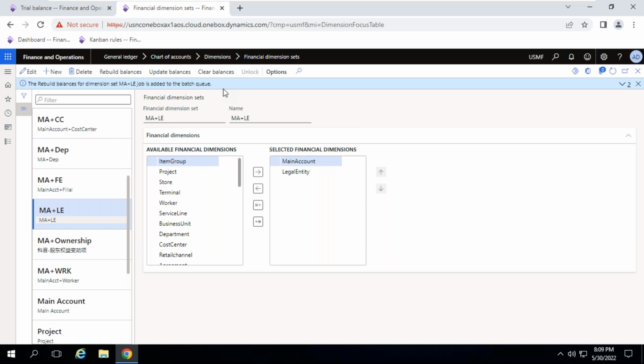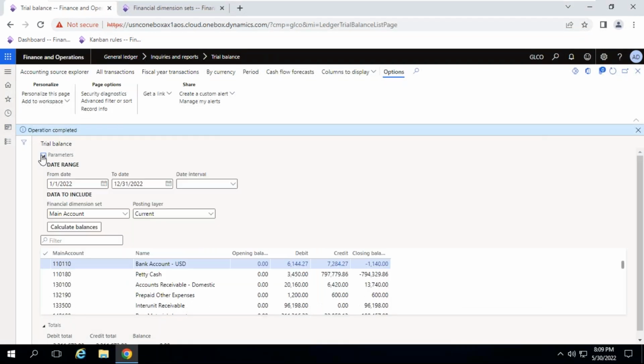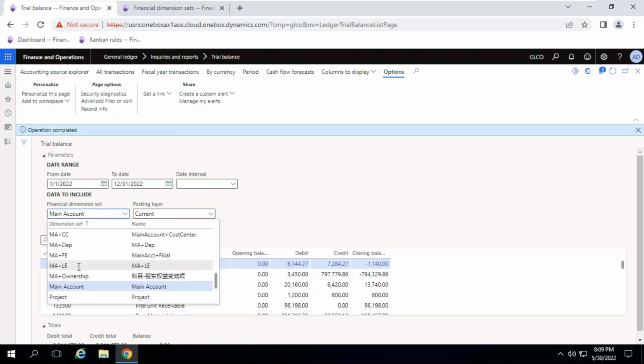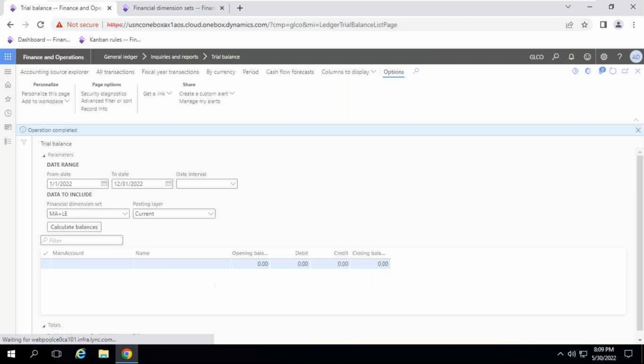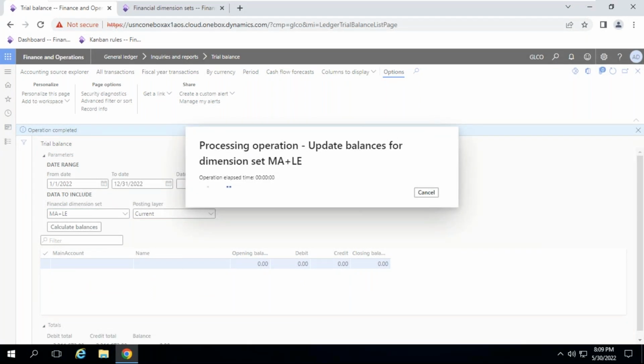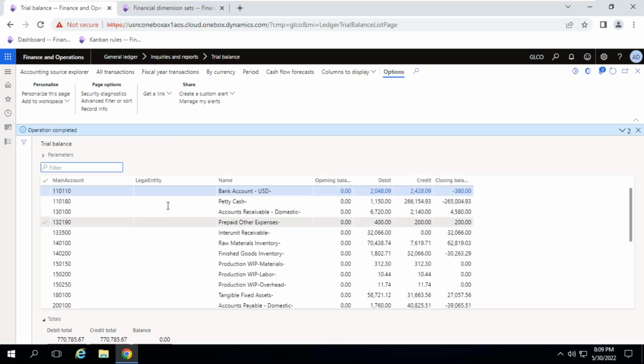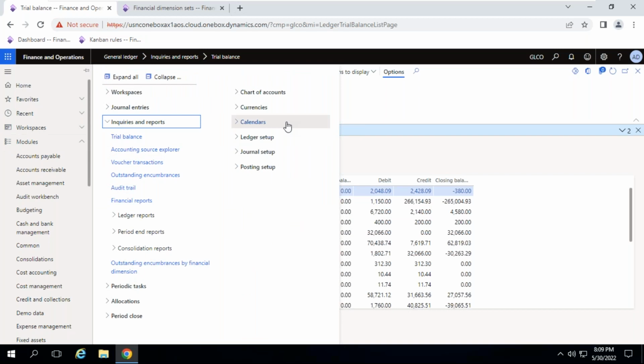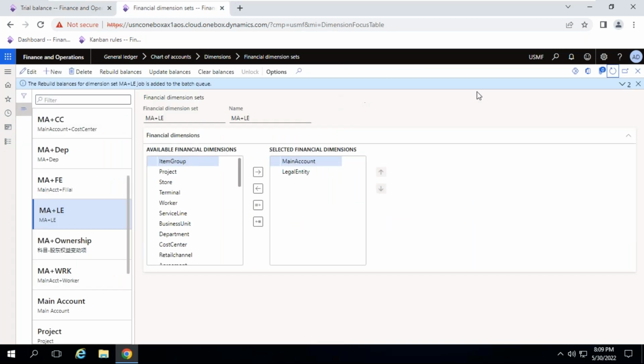Come back. Now it is updating the balances. Now, if you go to trial balance while generating the report, if you select main account plus legal entity, calculate balances. If required, we'll run once again. It is not showing legal entity. Now, first let me verify the job.